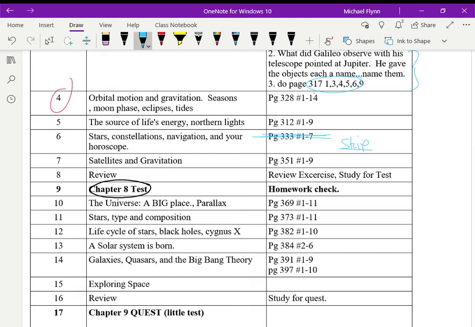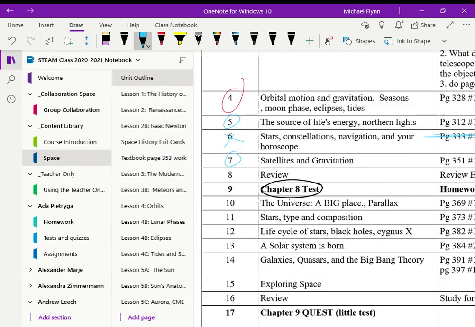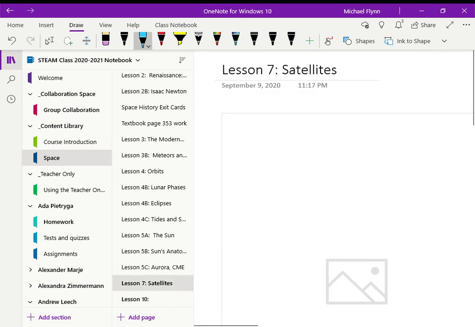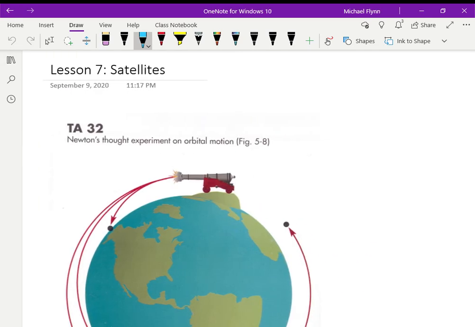Stars, constellations, navigation, your horoscope. Talked about that. It's ancient history. Let's stick with the modern science, okay? So I'm going to skip right now. So today we're doing lesson 5 and lesson 7. This one we're not doing. Okay? So it's 2 lessons a day. So let's go ahead. The rest of this is quite short, so it won't take me long to talk about satellites. Okay, so let's get to it.